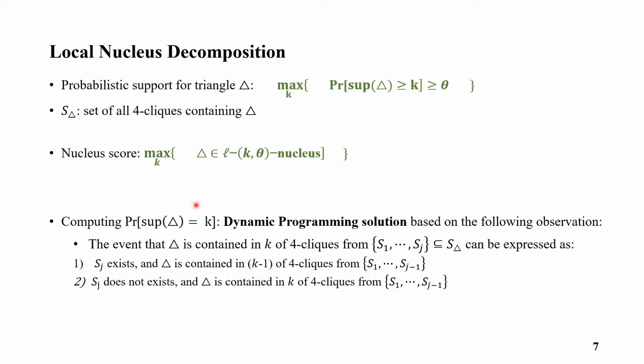For local nucleus decomposition, we have a definition called probabilistic support for a triangle, which is the maximum value of k such that the triangle is contained in at least k four-cliques with probability no less than eta. And then we have the set of all four-cliques containing triangle delta, which we show with S of delta.